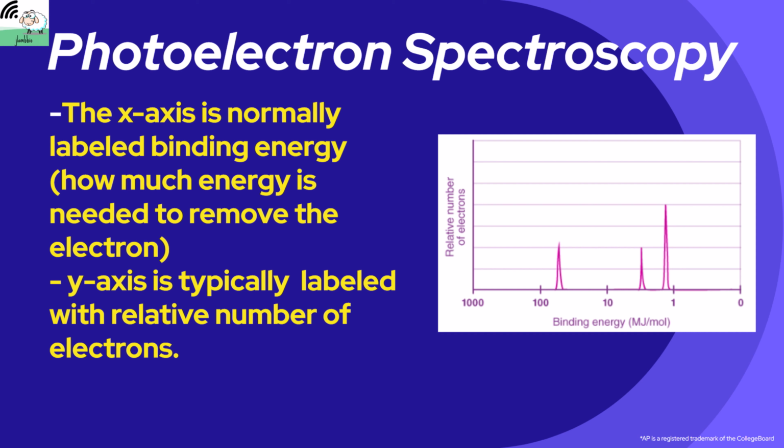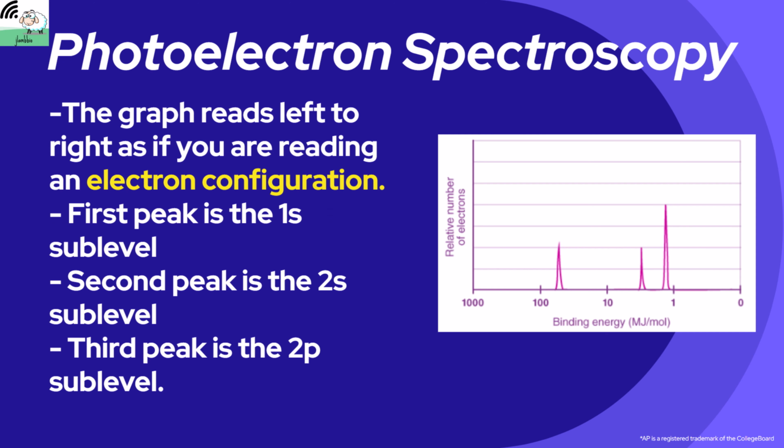So again, very easy to analyze this graph and determine what element it is and what subshells we're looking at. So the graph reads from left to right as you're reading an electron configuration. As I mentioned before, the first peak there is the 1s sublevel, the second peak is the 2s sublevel, and the third peak is the 2p sublevel. And again, we can look at the relative number of electrons that are present in that sublevel.